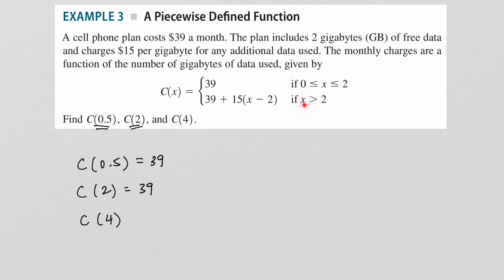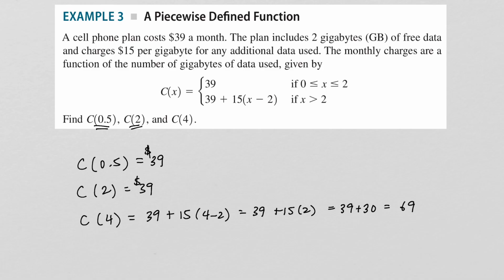Well, 4 is a number bigger than 2. So we have to plug 4 into this function. And this time there's actually something to plug in. So by definition here, it's going to be 39 plus 15 times 4 minus 2. And that will be 39 plus 15 times 2, which is 39 plus 30, which is 69, right? And all of these are in dollars. And so this phone bill would be $69.